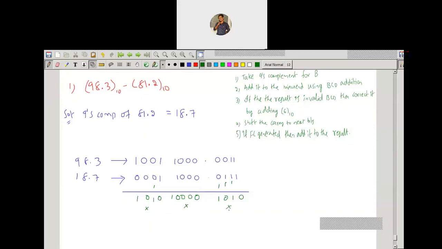So in this case you have to add what? You have to add 6 to every one. That is, you have to add 0110, and here also 0110, and here also 0110.